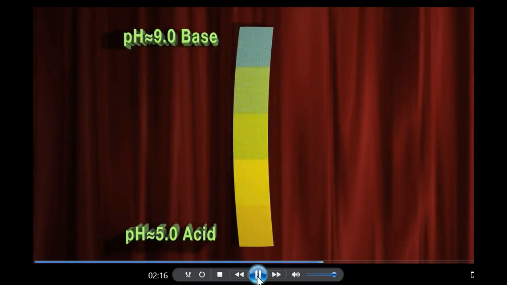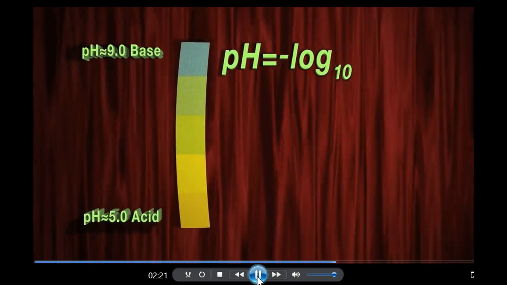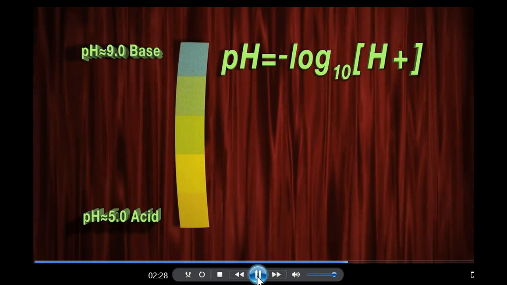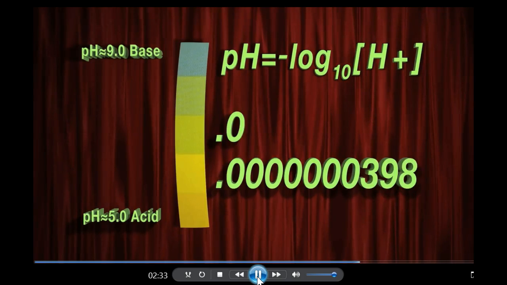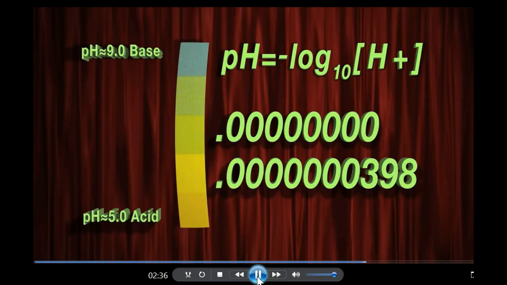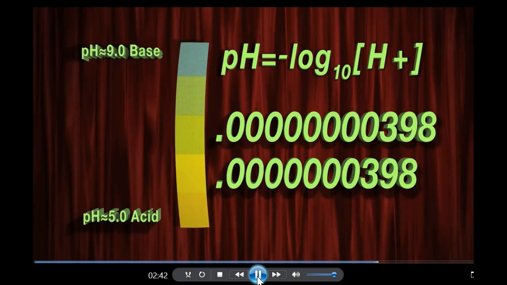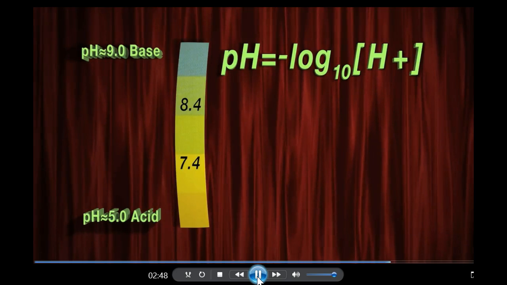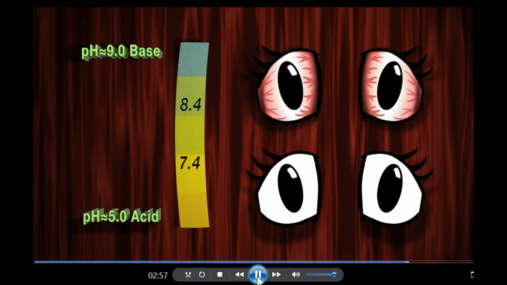pH tells us how acidic or basic a sample is and can be calculated with the formula pH equals negative log base 10 of the hydrogen ion concentration, or H+. We can find the pH of water samples with hydrogen ion concentration of 0.00000000398 and 0.00000000398 quickly on a calculator. Punch negative log of each of those numbers, and you'll see the pHs are 7.4 and 8.4. Since the tears in our eyes have a pH of about 7.4, the first H+ concentration will feel nice on your eyes, but the pH of 8.4 will make you feel itchy and red.